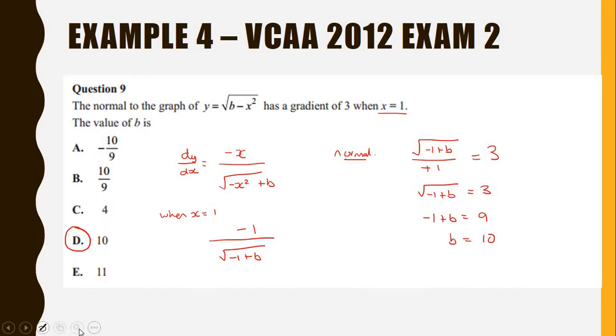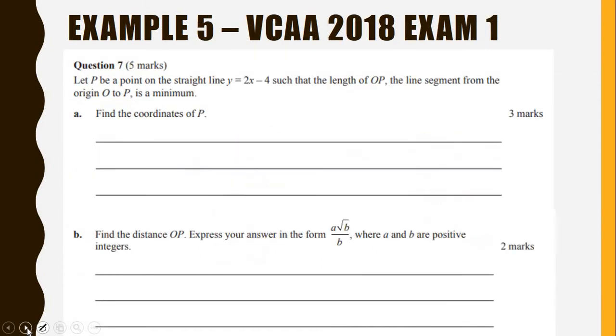Now, our final example for today, we're wanting to look at the 2018 exam 1. Now, this is tech free. There are actually a couple of different ways you could go about solving this, but right now we're going to focus on what we've just been talking about and the normal. One of the reasons why the normal is very important is that it helps to give us the shortest distance. And shortest distance is what we're talking about for this question.